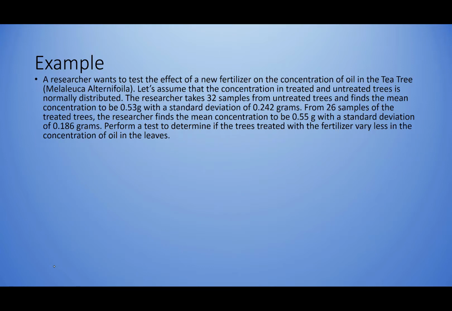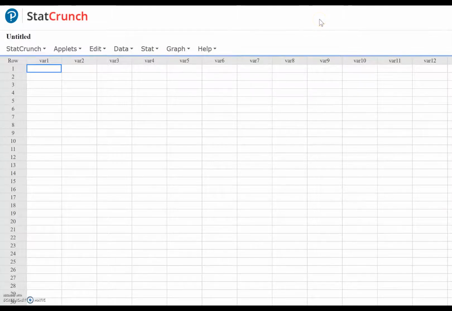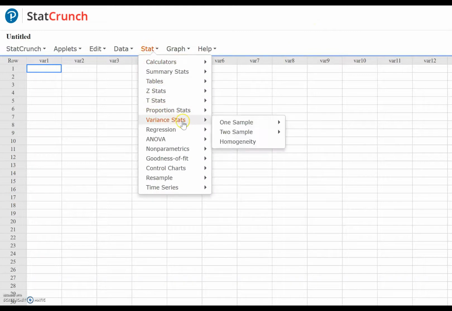So let's go ahead and take a look now at StatCrunch. And in StatCrunch, we're going to go to variance stats. This time we're going to go to two sample, and then again, you would select with summary or with data depending on the information you're given. All right, so we are here in StatCrunch, and we are going to go to the stat menu. We're going to come down here to variance stats, two sample, and we are going to do with summary.